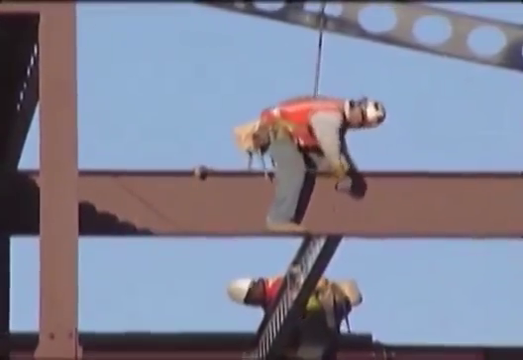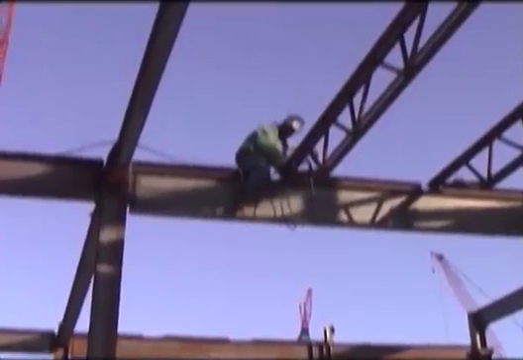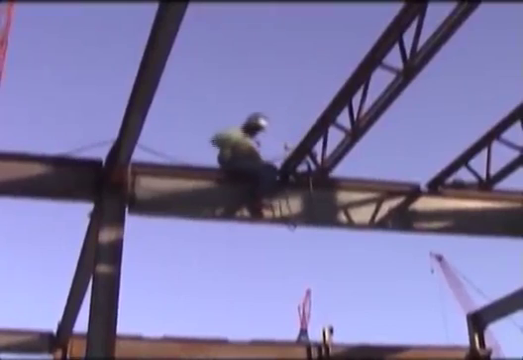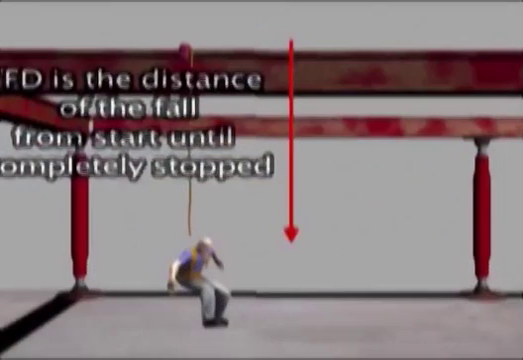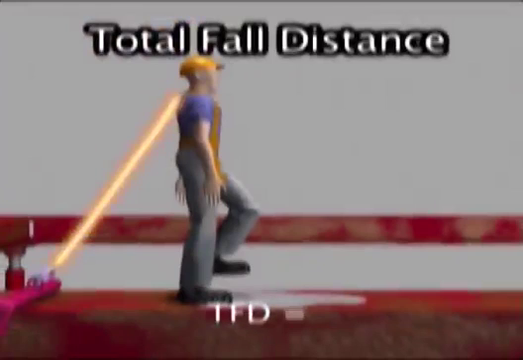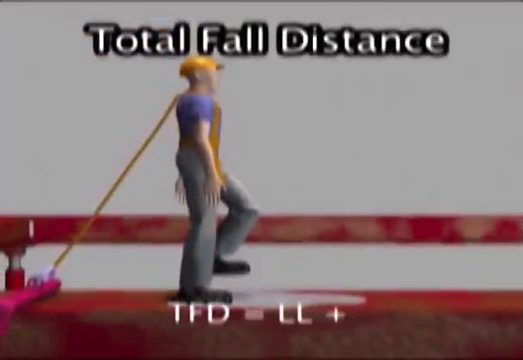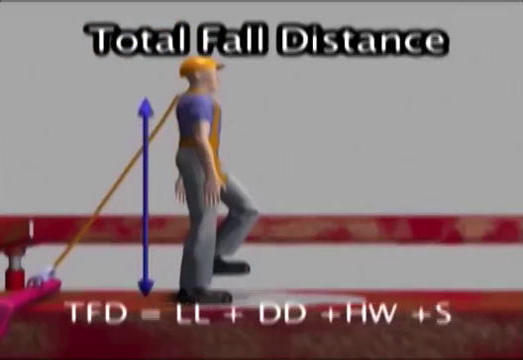Calculating total fall distance, TFD, is as necessary and important as using the proper body harness, lanyard, connectors, and anchorage point. The TFD is the distance of the fall from start until completely stopped. Total fall distance can be found by using the following equation. TFD equals length of lanyard plus deceleration distance plus height of worker plus safety factor.